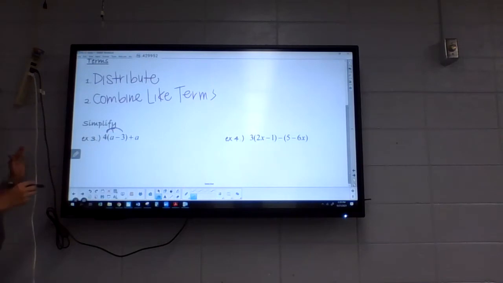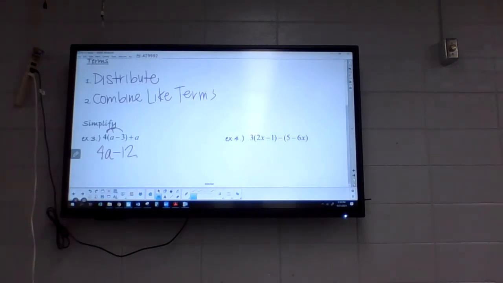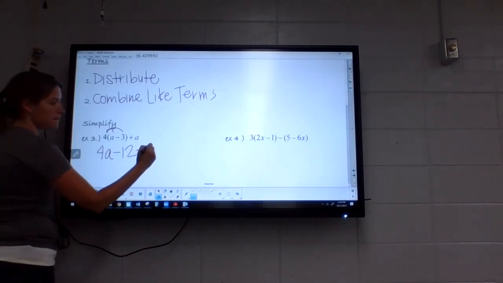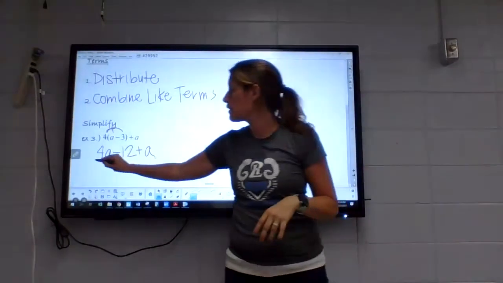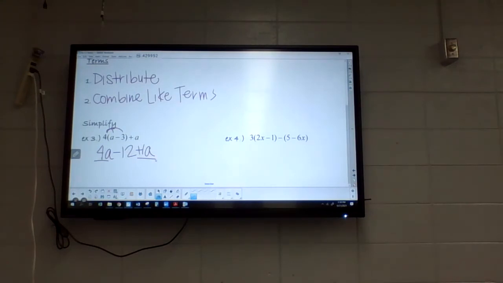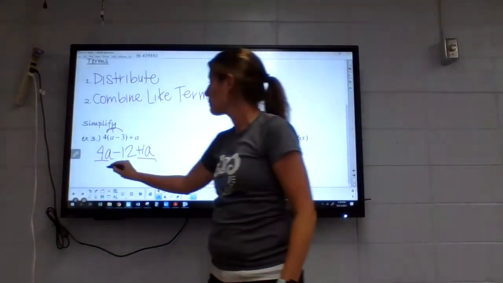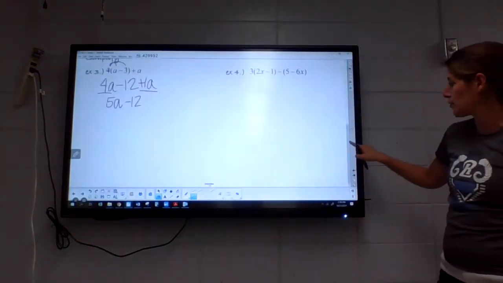So 4 times a, we're multiplying, this becomes 4a. 4 times a negative 3, and we're multiplying, so a negative 12. And then that plus a just comes down. So we started by distributing first. And now we need to combine our like terms. So I'm going to put the 4a and this 1a together, and we'll end up with 5a. And then the minus 12 stands on its own because it's not a like term with the other piece.